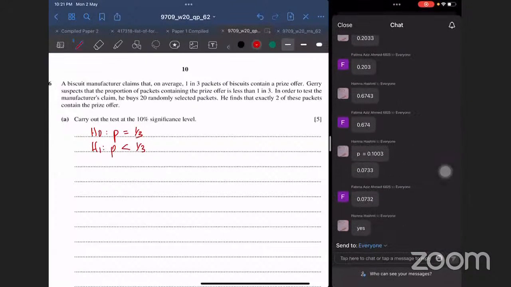Okay. In order to test the manufacturer's claim, he buys 20 randomly selected and he finds that exactly 2. So my test statistic is 2. Probability of X less than or equals to. So 0, 1, 2.